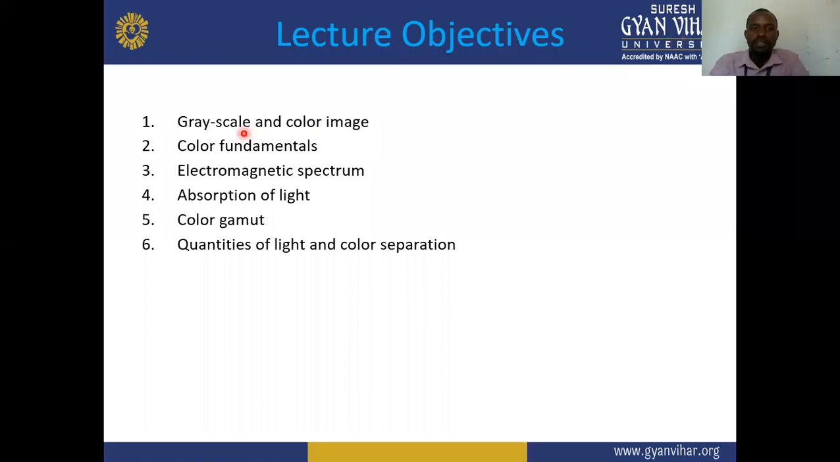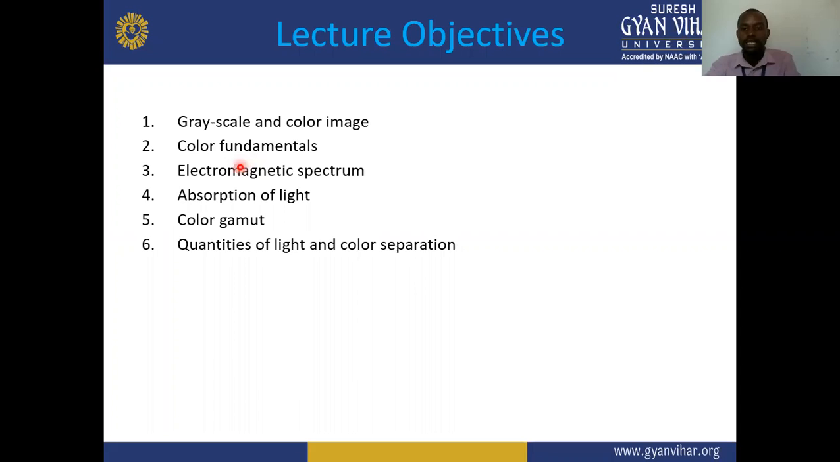Now, these are the objectives that we're going to look at. The first objective is on grayscale and color image. We are going to find the distinction that exists between a grayscale image as well as a color image. Next, we are going to look at the fundamentals of colors, the basic terminologies and the basic terms that are used for colors.